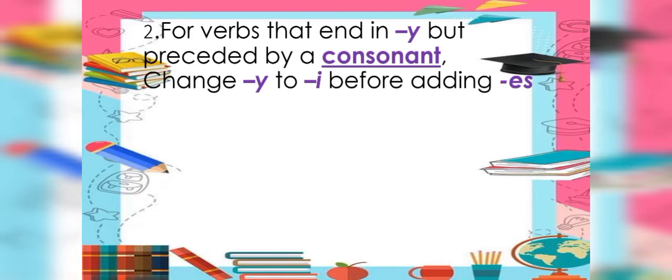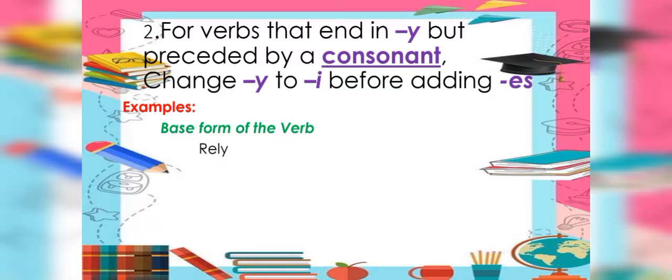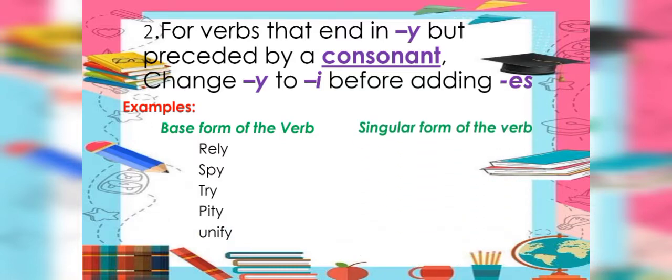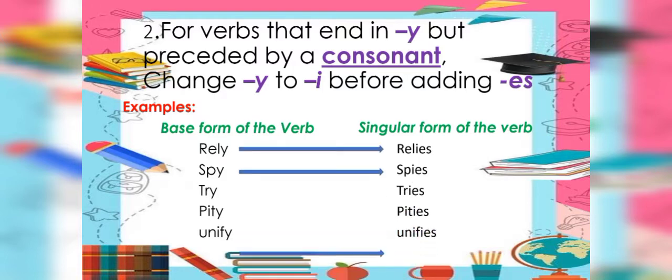For our second rule, for a verb that ends in Y but is preceded by a consonant, change Y to I before adding ES. Examples. For the base form of the verb, we have here rely, spy, try, pity, unify. For the singular form of the verb, we have here relies, spies, tries, pities, unifies.